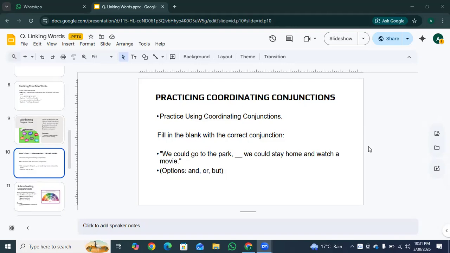Yes, or is the correct option. And why is it the correct option? Because the word or is used when you have a choice. In this sentence, you cannot do both things at the same time. You have to pick one. So, or is the best answer for this.